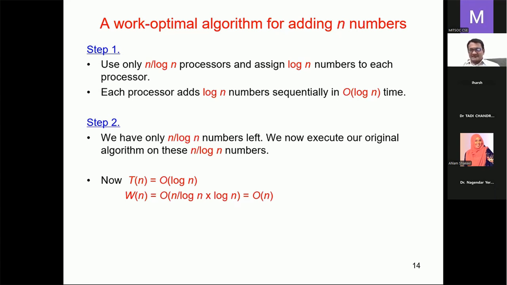So what can we do? With n by log n numbers, you can count what n by log n is. It's only that, and then you can use some sequential number of processors sequentially, 1 or 2. Is it fine? Okay. Clear? Yes, sir. Okay, very good.